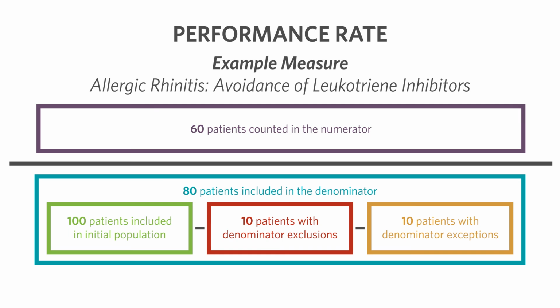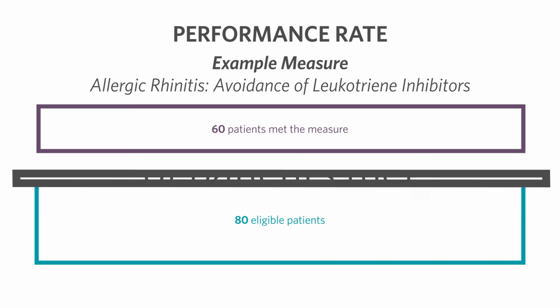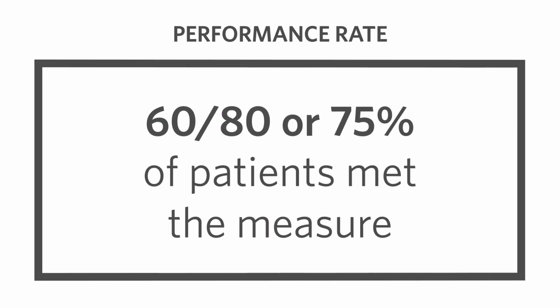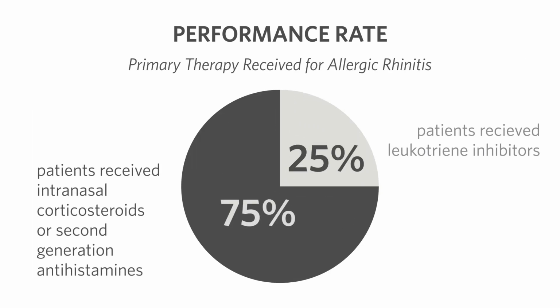We get the performance rate by dividing the numerator of 60 patients who meet the measure by the denominator of 80 eligible patients. 75% of the patients in our sample meet the measure. The other 25% of eligible patients did not receive the appropriate clinical action or intervention. For the allergic rhinitis measure, 25% of patients received leukotriene inhibitors rather than intranasal corticosteroids or second-generation antihistamines as primary therapy for allergic rhinitis.